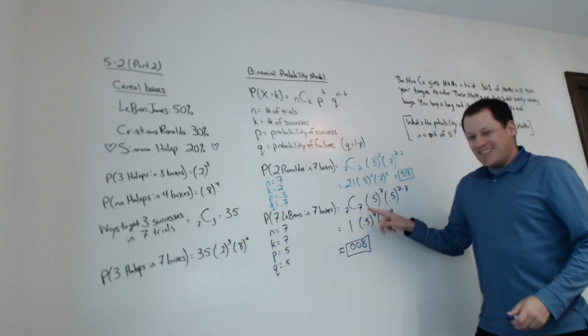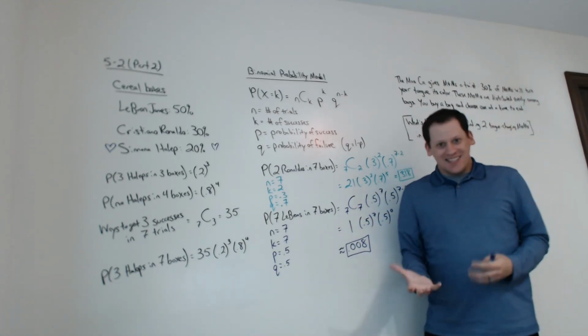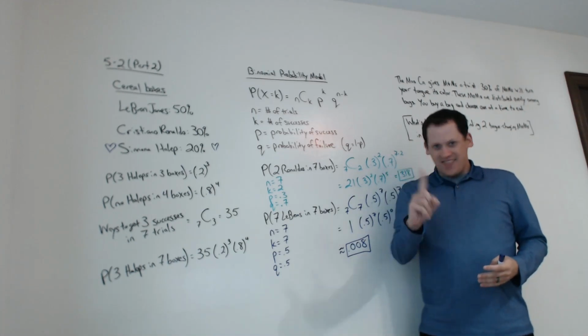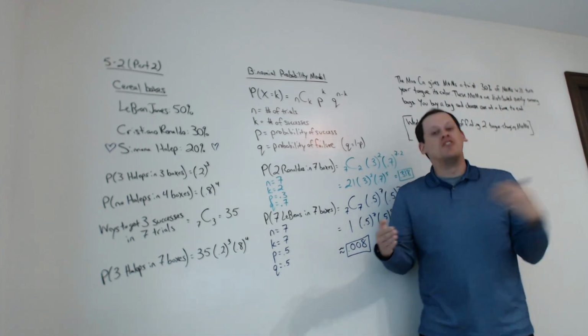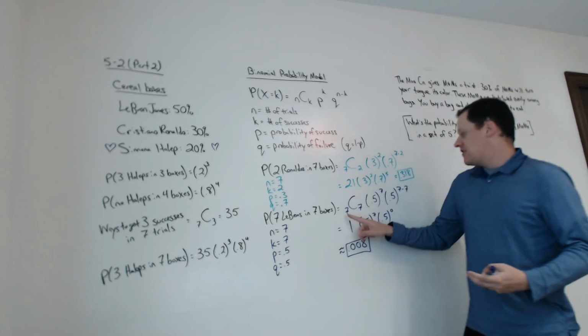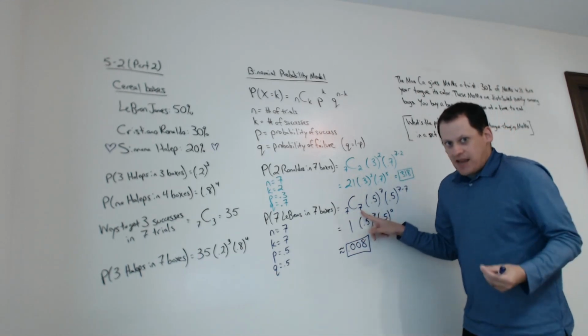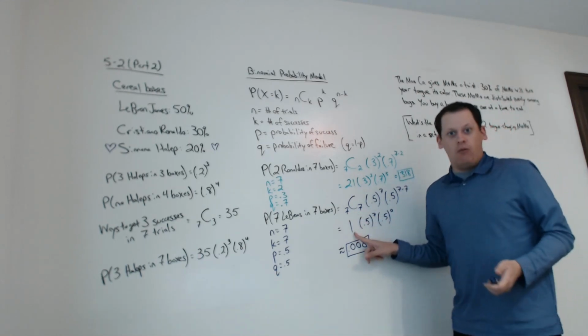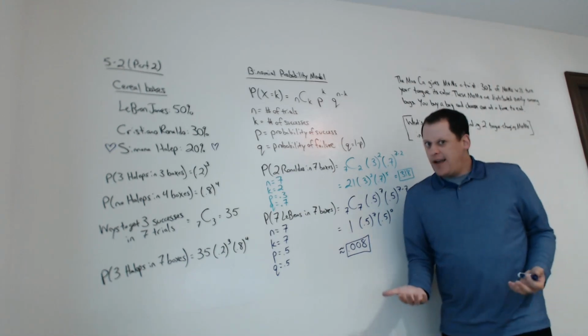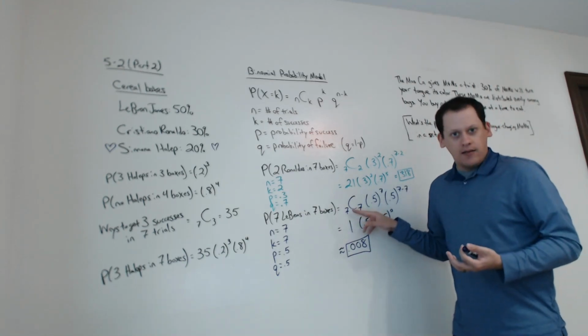7 choose 7, that's the number of ways to get 7 successes in 7 trials. There's only one way to do it, and that's if every single trial is a success. So if N and K are ever the same number, that's going to equal 1. That can be a nice shortcut. I would still type it into the calculator, though, just to make sure.